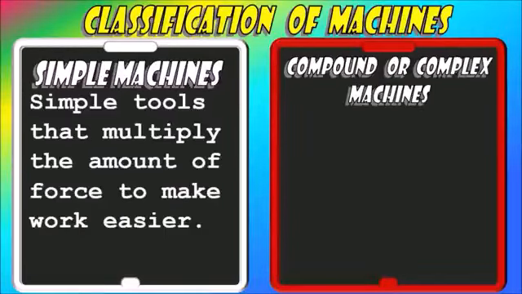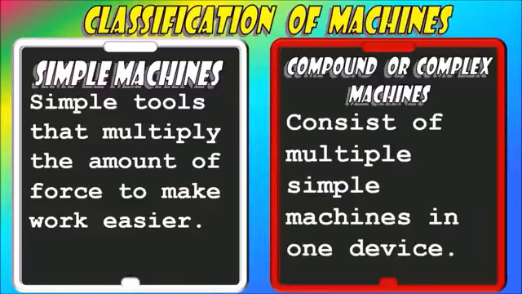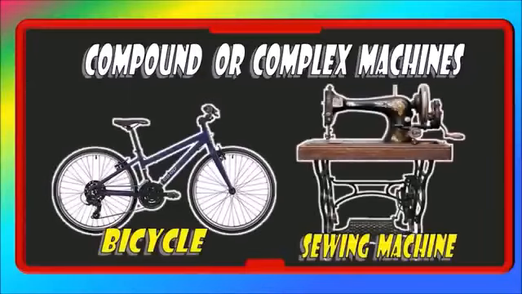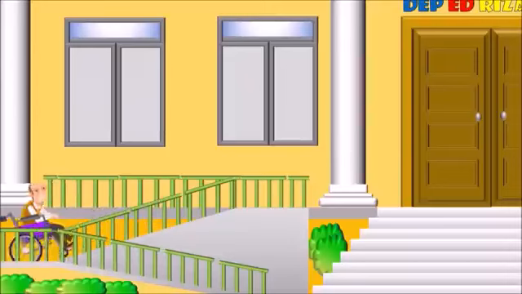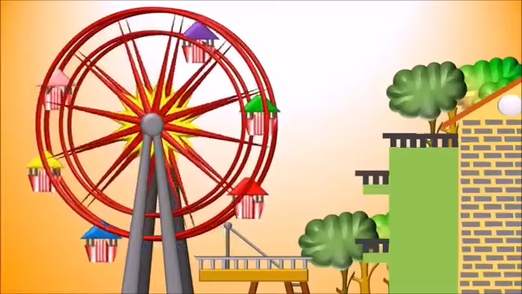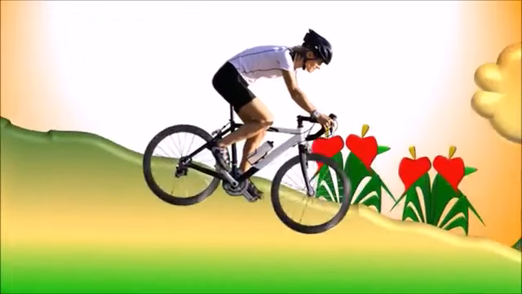Simple machines are simple tools that multiply the amount of force to make work easier, while a compound machine consists of multiple simple machines in one device. Bicycles and sewing machines are examples of compound machines. Now let's go through the details of all kinds of simple machines.